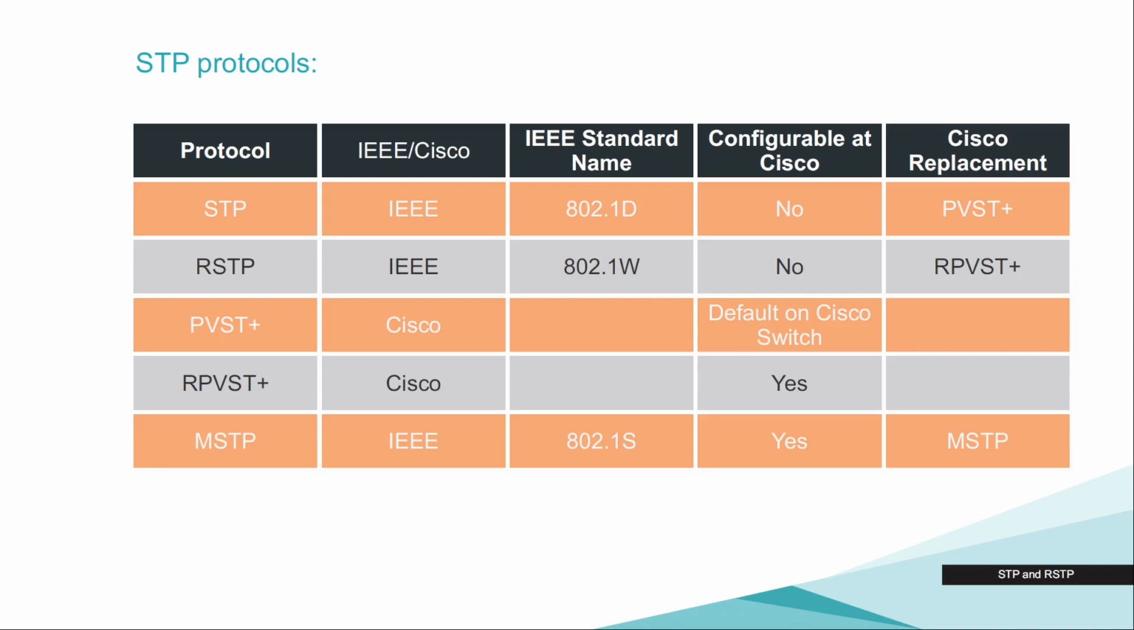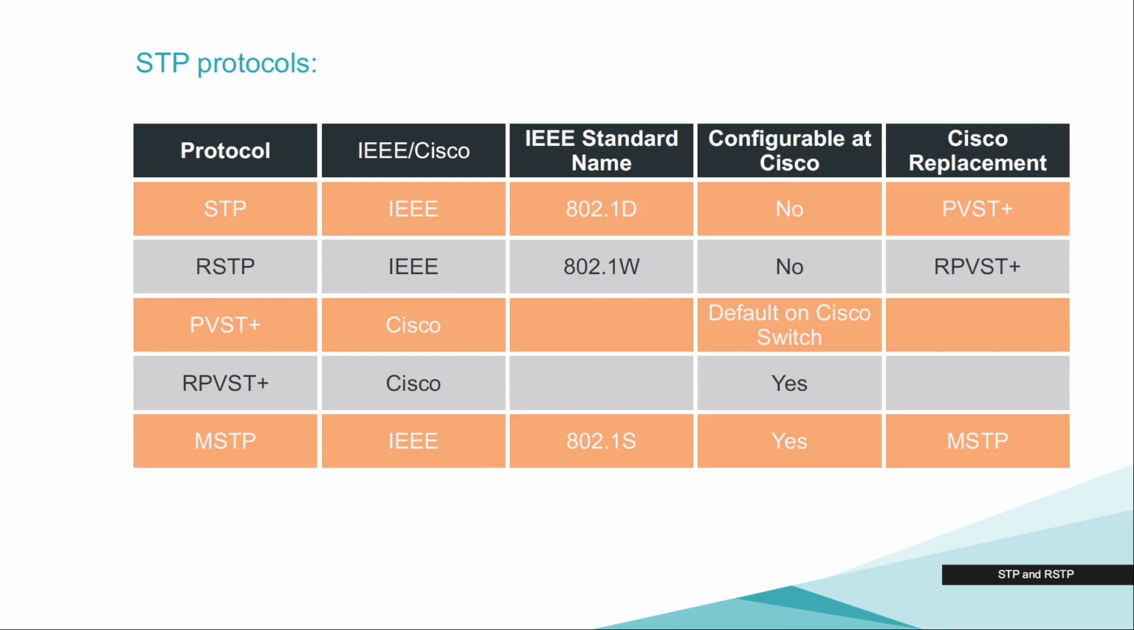So PVST Plus is a Cisco proprietary protocol, which means this protocol cannot be configured on any devices other than Cisco. PVST Plus is the default spanning tree protocol that works on Cisco devices. So by default, when we purchase a Cisco switch, it will have PVST Plus enabled. We also have RPVST Plus, which is a Cisco proprietary protocol, and we can configure that protocol on Cisco devices.